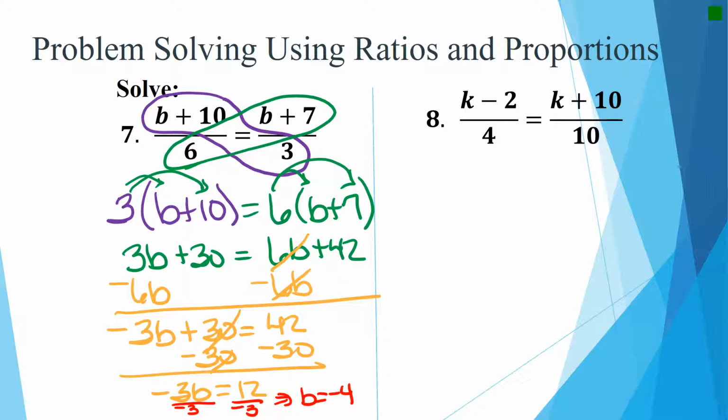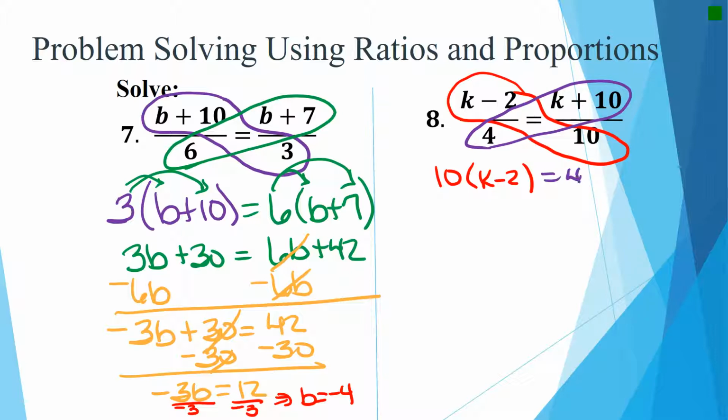All right, so let's look at number 8. We're going to cross multiply. So it's going to be 10 times k minus 2. Look at me writing smaller. And that's going to equal 4 times k plus 10. I'm going to stop here, and you're going to finish this as checkpoint 2. So this is going to be checkpoint 2. It's going to be in a box. You're going to cross multiply. You're going to write the problem. I've got it started for you. You just have to finish solving it. Hint, hint. Look at number 7.